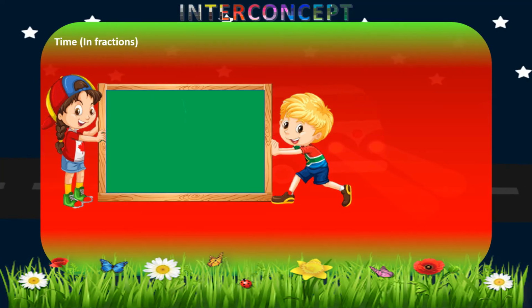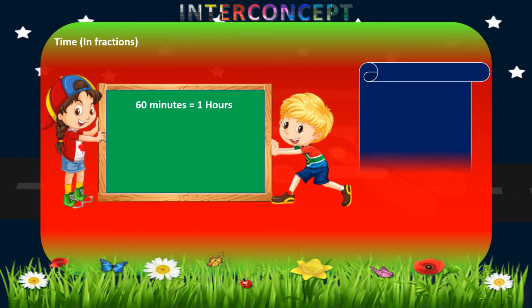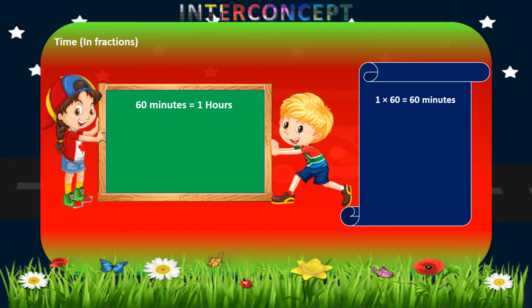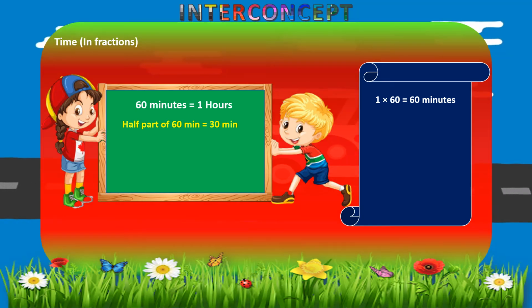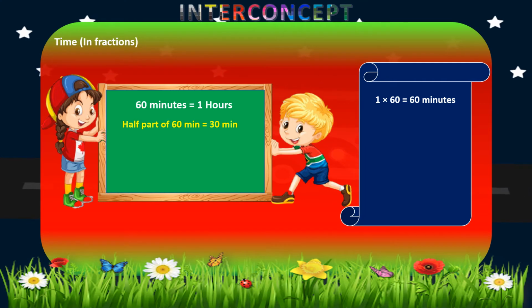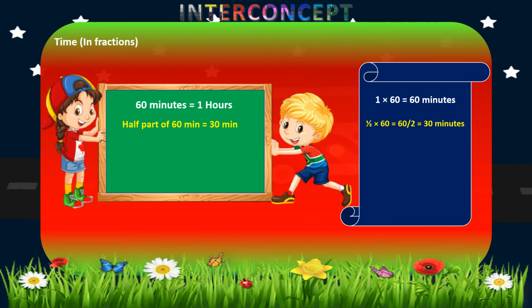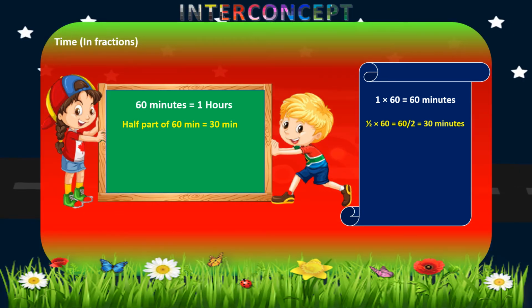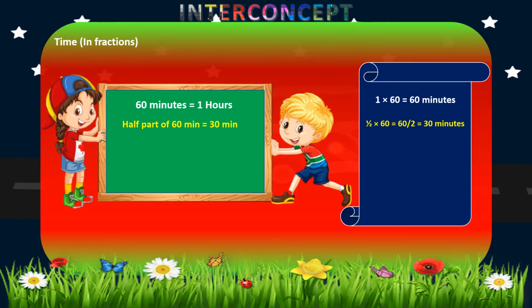Time in fractions. 60 minutes is equal to 1 hour. So 1 into 60 is equal to 60 minutes. Half part of 60 minutes is equal to 30 minutes. So 1 by 2 into 60 is equal to 60 divided by 2. What is the answer? Yes, 30. So half part of 60 minutes is equal to 30 minutes.